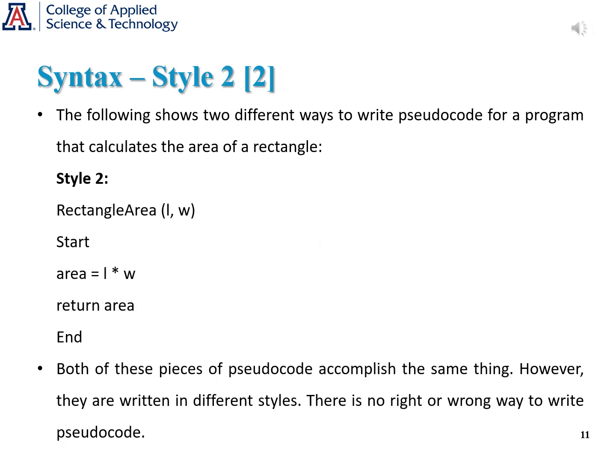In style two, for the same problem of finding the area of the rectangle, we say, okay, rectangle area, we open a bracket, we call it L, sorry, length, comma, W, which is the width, right? And then we say start, and then we define an equation called area equal length times width, and then we say return area, and then we end the pseudocode. So that's acceptable as well because it's a different thought process, right? Both of these pieces of pseudocode accomplish the same thing. However, they are written in different styles. There is no right or wrong way to write pseudocode.